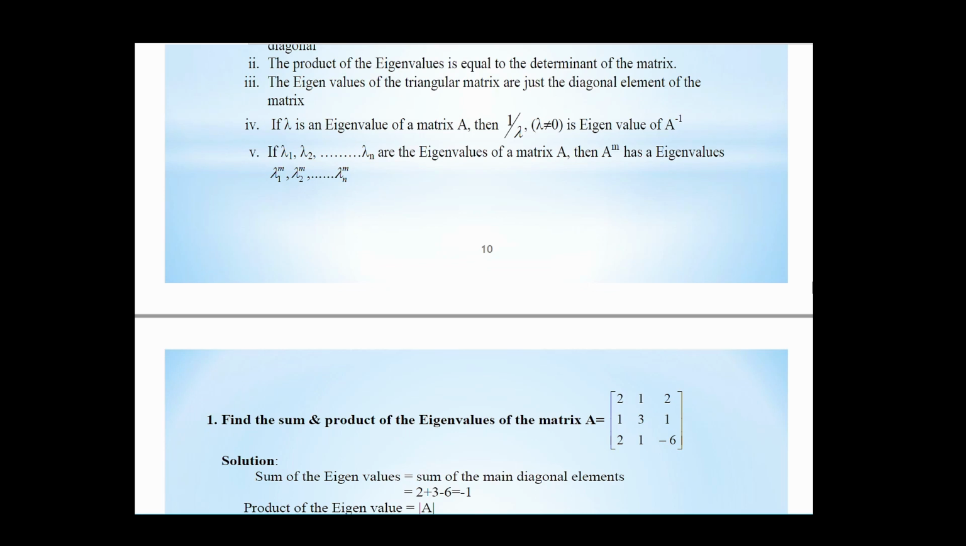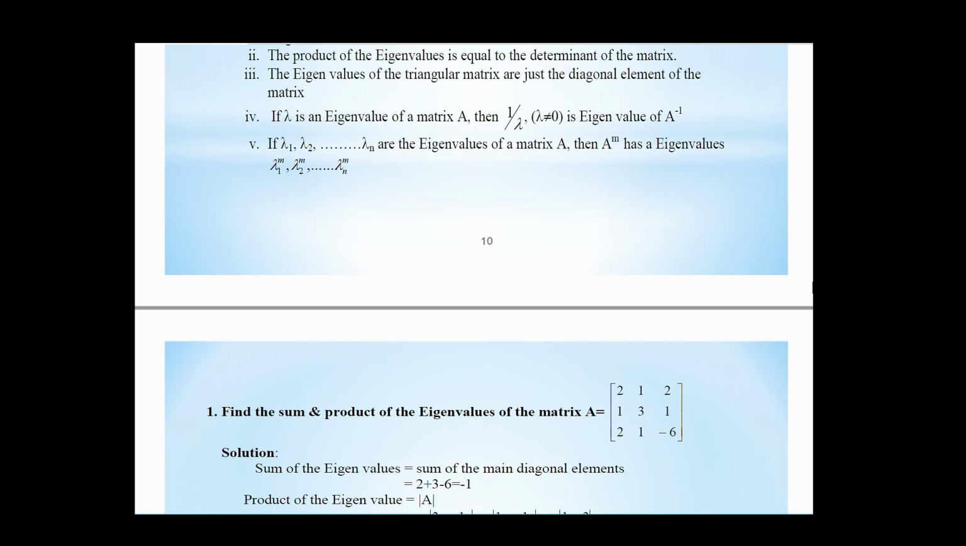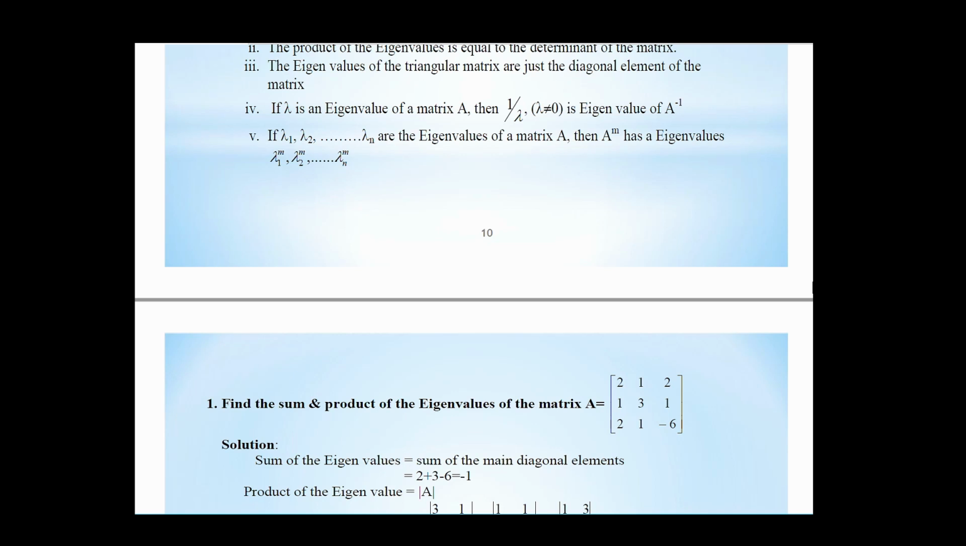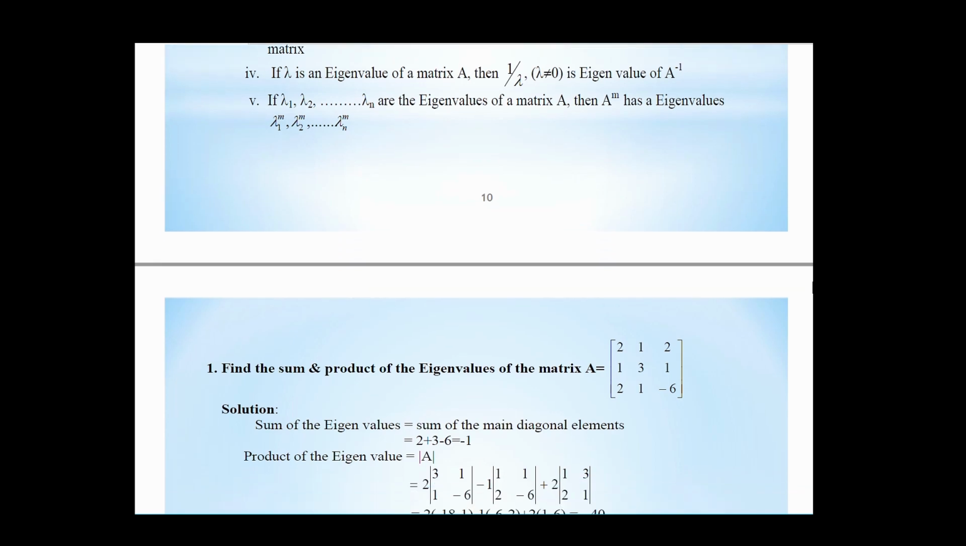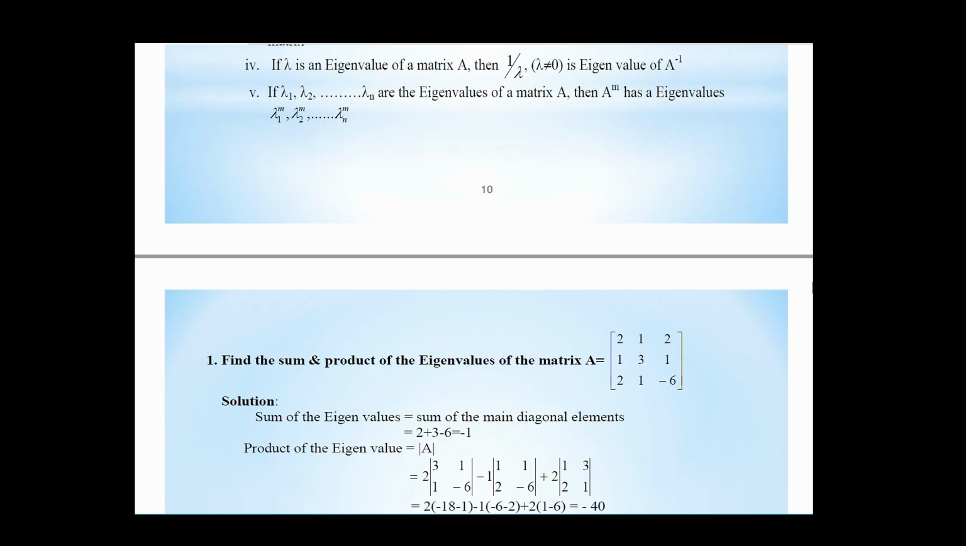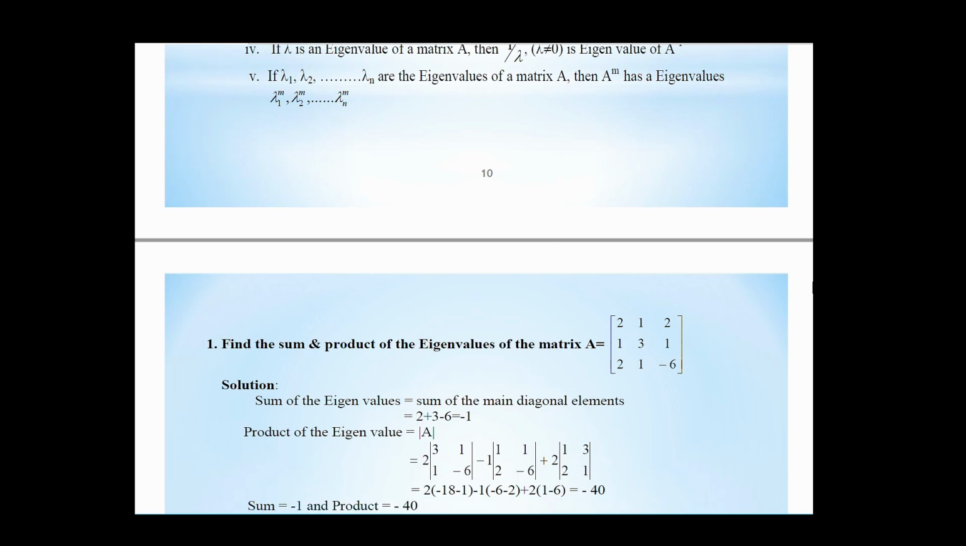Suppose the matrix A has an eigenvalue lambda, then the inverse matrix A inverse has the eigenvalue 1 divided by lambda. Here lambda is definitely not equal to 0. Now consider the matrix with eigenvalues lambda 1, lambda 2, lambda 3, and so on up to lambda n. Then A power m has the eigenvalues lambda 1 power m, lambda 2 power m, and so on up to lambda n power m.